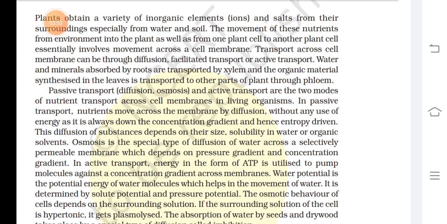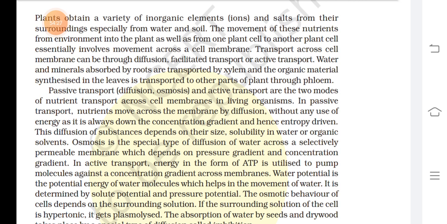Water and minerals absorbed by roots are transported by xylem, and the organic material synthesized in the leaves is transported to the other parts of the plant through phloem. Passive transport and active transport are the two modes of nutrient transport across cell membrane. In passive transport, nutrients move across the membrane by diffusion without any use of energy, as it is always down the concentration gradient and hence entropy driven.